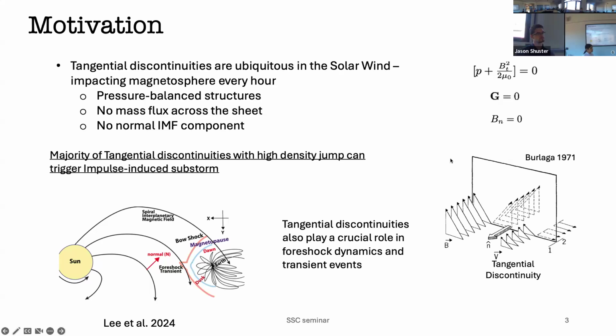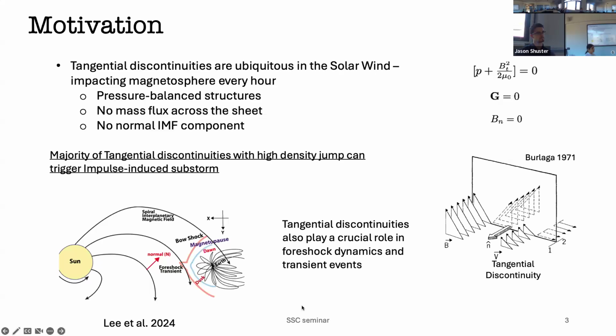This is the typical structure of the tangential discontinuity. It does not allow the plasma flow across the current sheet, and there's no normal IMF component, but the pressure has to be balanced in the upstream and downstream of this structure.